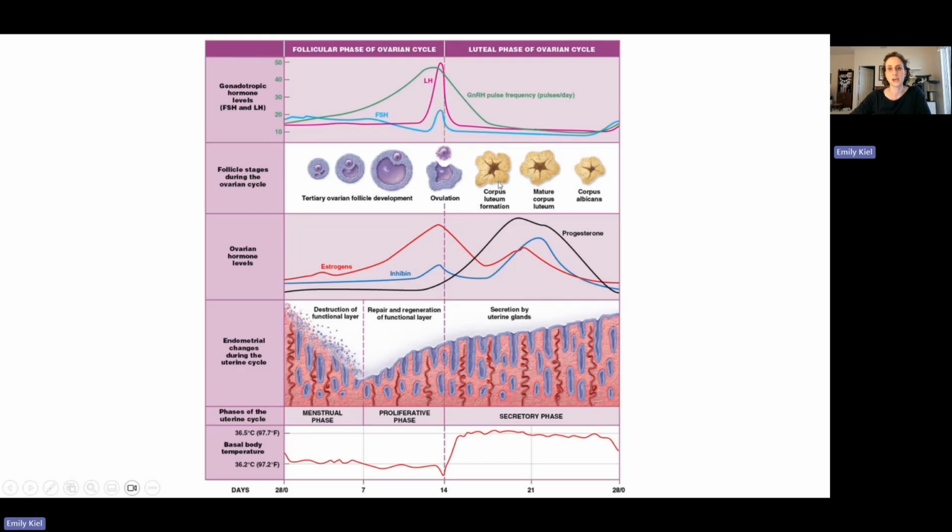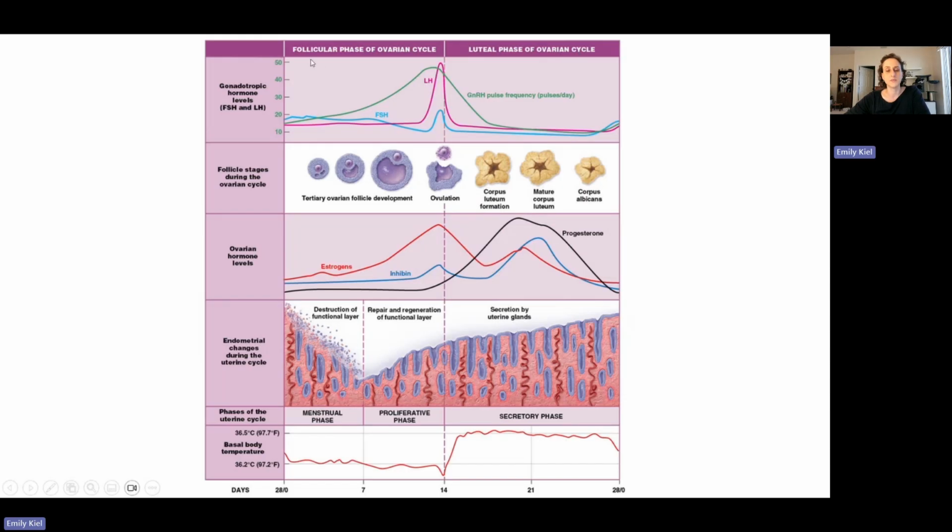So here you can see as that corpus luteum forms and matures, we're getting lots and lots of progesterone here. And if we remember from the slide we were just at, progesterone and estrogen are going to make a lot of secretion by those uterine glands in this secretory phase. So progesterone, secretory phase, corpus luteum here. And that's all part of our luteal phase.